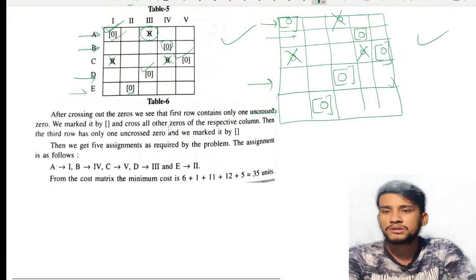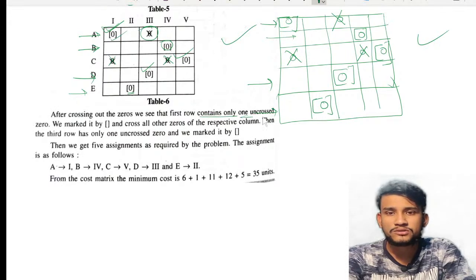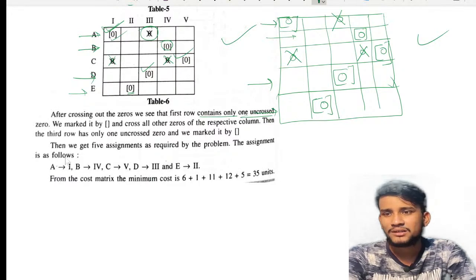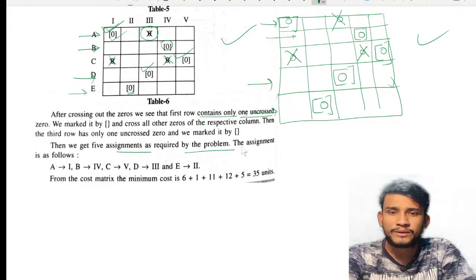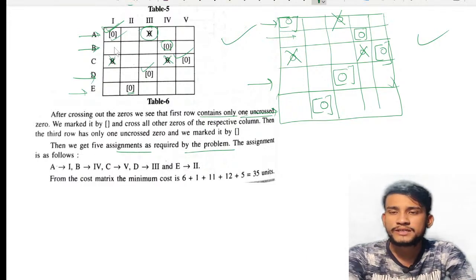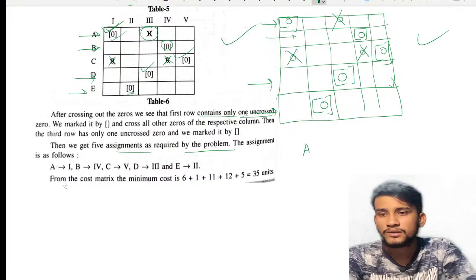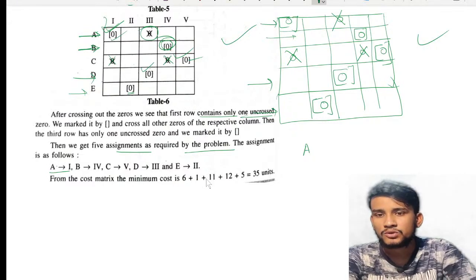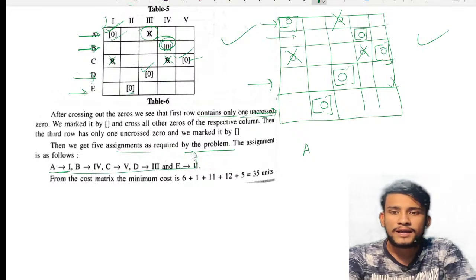Okay, after crossing out the zeros, we see the first row contains only one uncrossed 0, so this is the process. Just write it here. Okay, so then we get 5 assignments as required by the problem. That means the assignment A goes to 1, B goes to 4, C goes to 5, D goes to 3, and E goes to 2. Okay, so this is the optimal assignment.